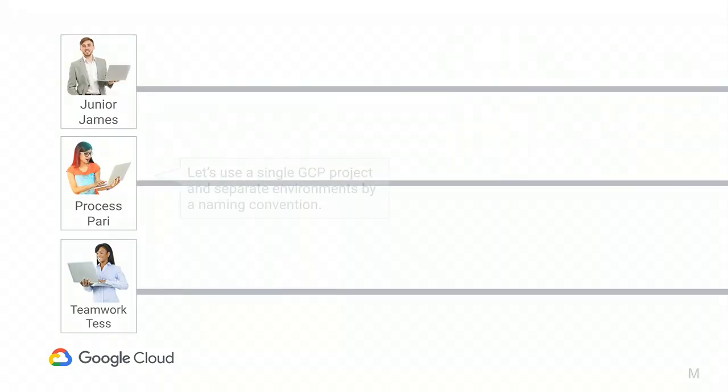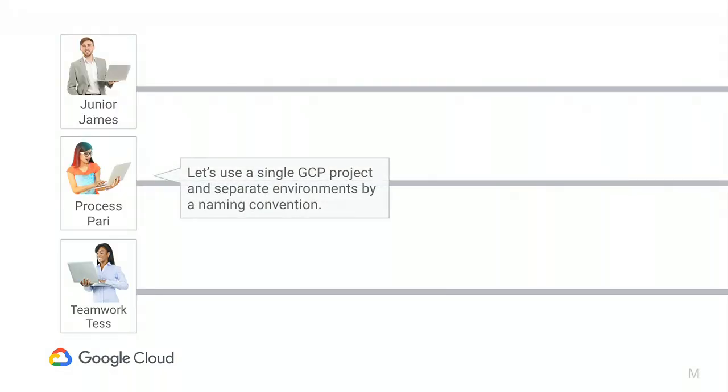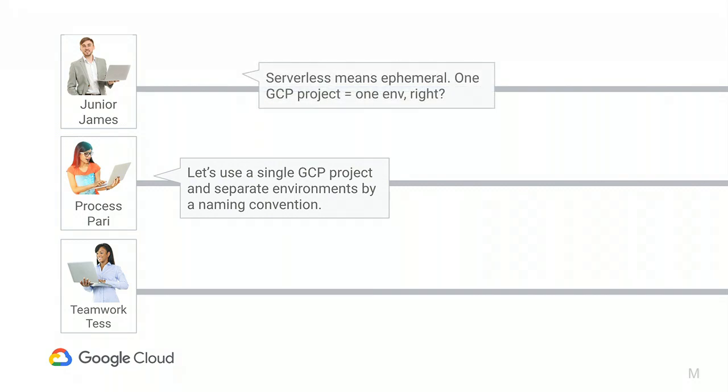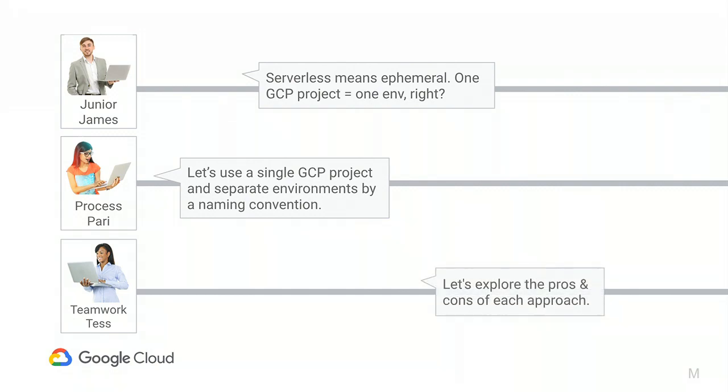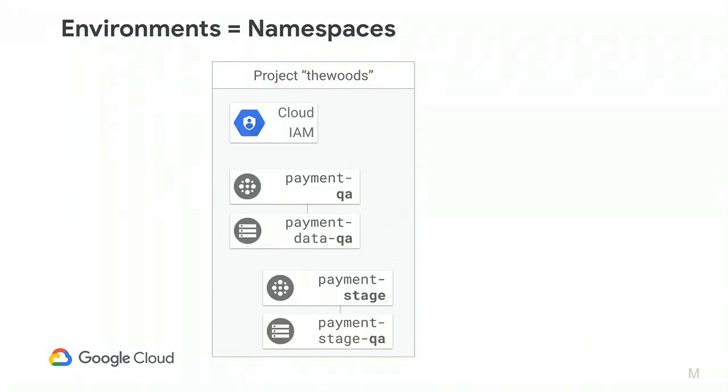All right, so the team sits down to discuss this. Pari says, let's minimize administration by having all these environments live in one GCP project. James is like, no, let's have them more isolated. Let's have one environment per GCP project. We'll have many, many projects. Well, we need to look into the pros and cons of each approach.